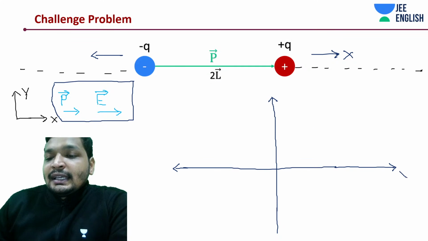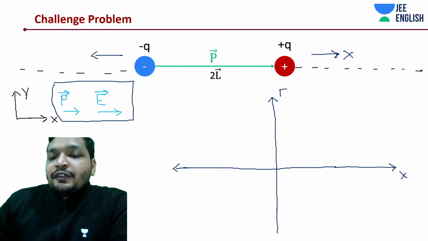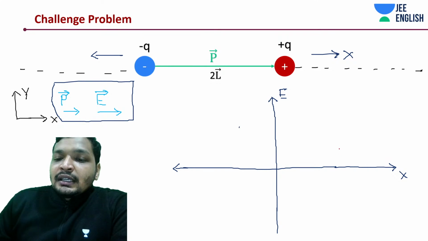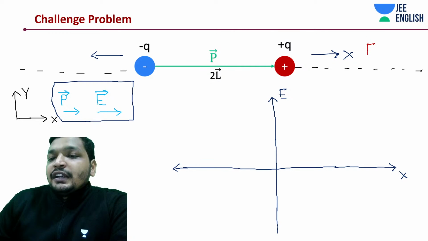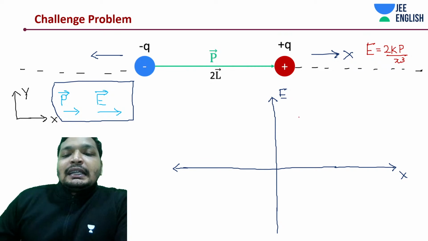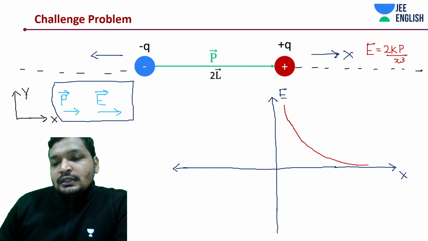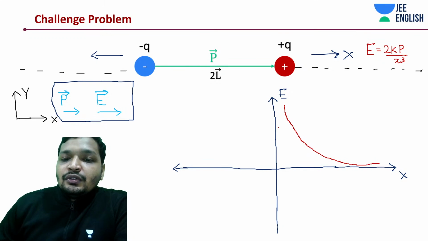Right, so this is x, this is the electric field from the dipole with x. How is it changing? That's the question. But before that, let me quickly recall something. We wrote electric field is equal to 2k into p divided by x cube. That means with increase in distance, electric field should fall. Obviously, right? Like this. Approaching infinity, it goes to 0.